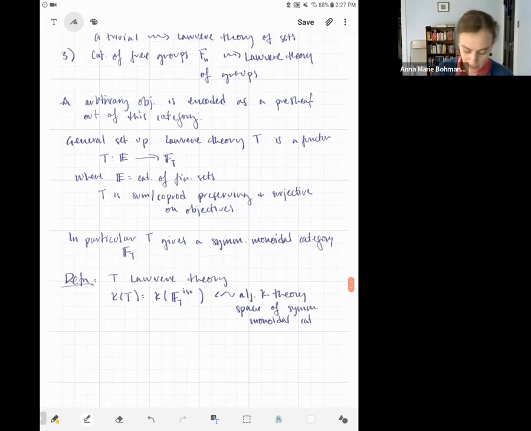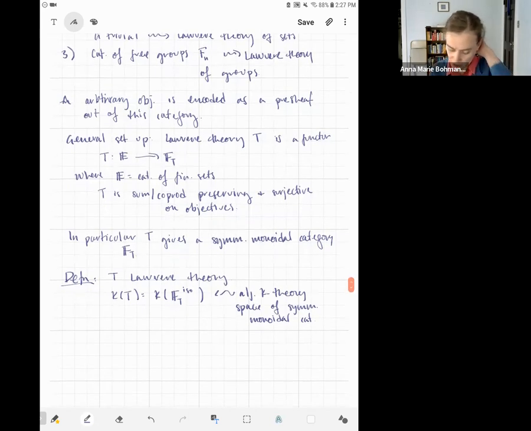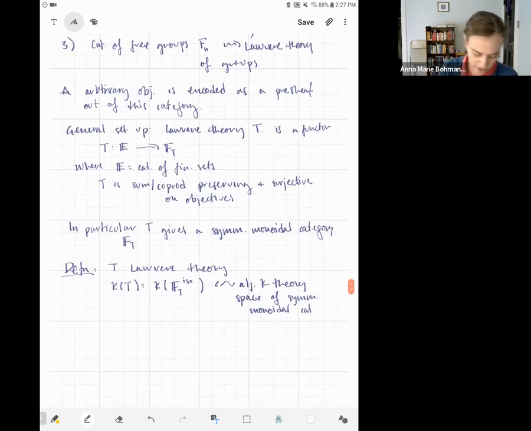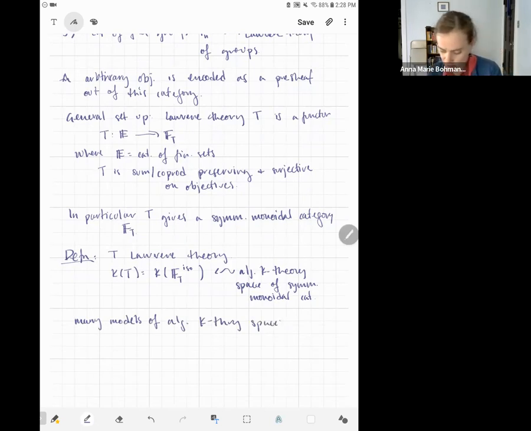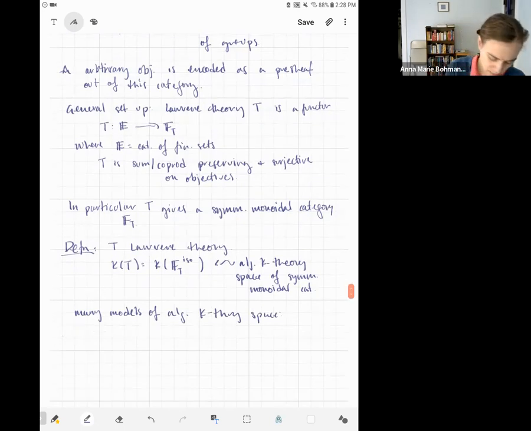Right. So this is actually maybe a good spot to make the point that there are many models of how you could get the algebraic K-theory space that are all equivalent. If you start with a symmetric monoidal category, I want to highlight maybe two of them that are useful in different ways. So one, very classically, is Quillen's plus construction.